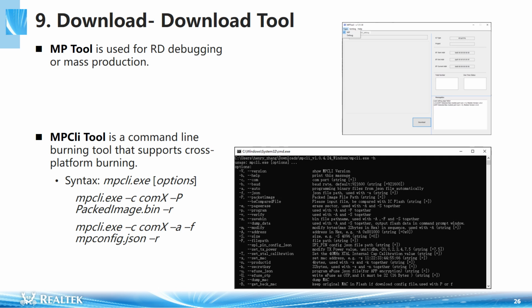Users can download files using MP tool or MP-CLI tool, with MP-CLI tool being the cross-platform version of MP tool. MP tool has two downloading modes, MP mode and debug mode. MP mode is suitable for mass production. For more information, please refer to RTL87X2X MP tool introduction.